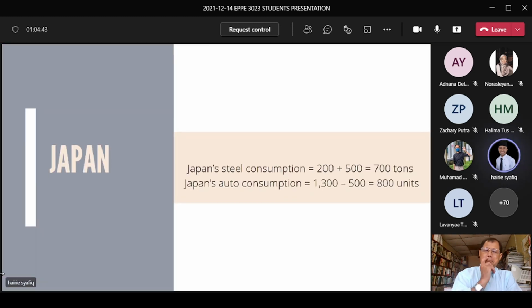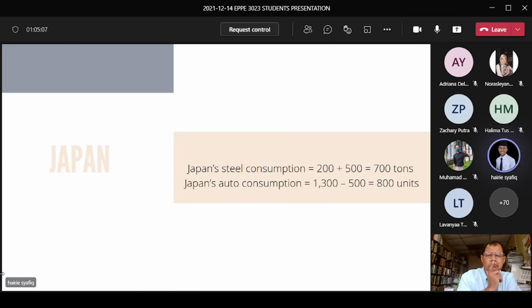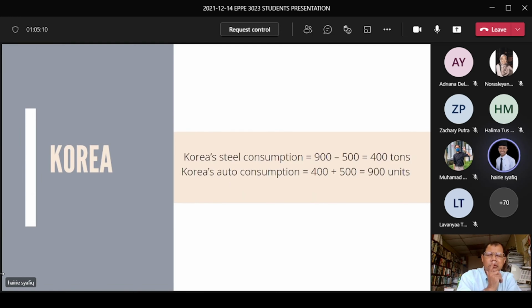For Japan, steel consumption equals 200 plus 500 equals 700 tons, and Japan's auto consumption is 1,300 minus 500 equals 800 units. For Korea, steel consumption is 900 minus 500 equals 400 tons, and Korea's auto consumption is 400 plus 500 equals 900 units.